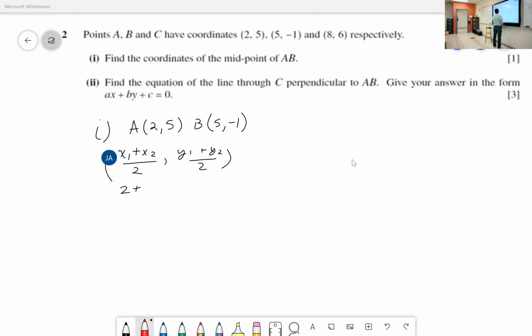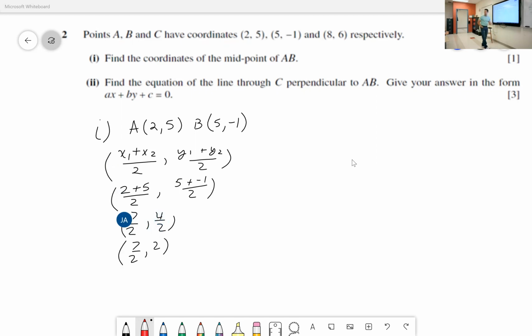That's 2 plus 5 divided by 2. And that's 5 plus -1 divided by 2. So that's 7 divided by 2, comma, 4 divided by 2. So you can leave it like that. 7 divided by 2, comma, 2 is probably the best way to leave it. Or you can write 3.5, comma, 2, whatever that is. All right, so we just found our midpoint. That is our midpoint for sure.